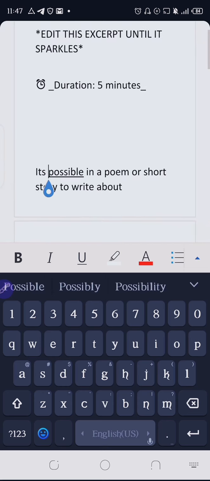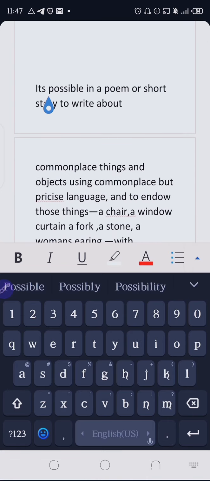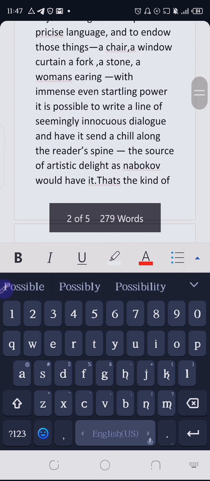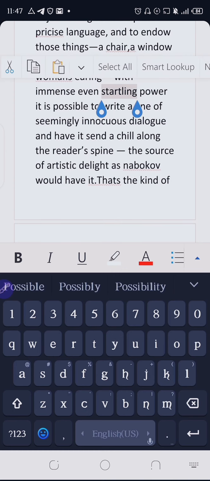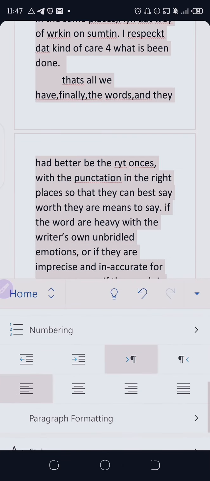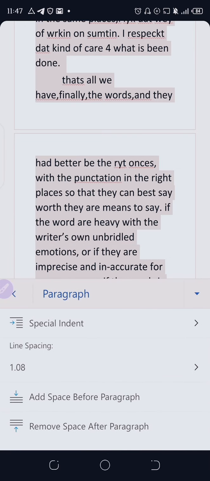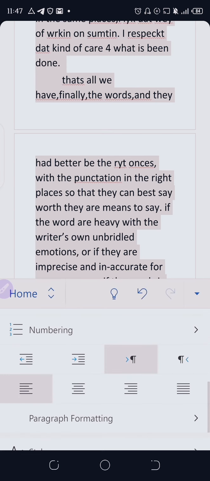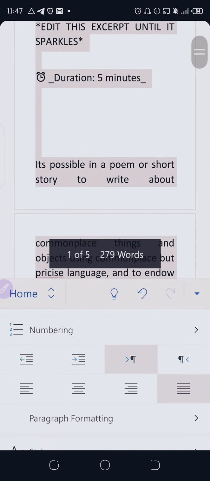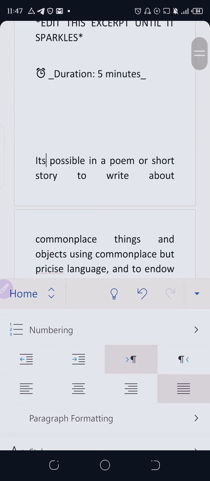So here's the first line. It's possible in a poem or short story to write about commonplace things, an object, using commonplace but precise language, and to endow those things: a chair, a window, a curtain, a fork, a stone, blah blah blah. But you notice that this is total rubbish, right? Before we keep on working, I want us to justify this. Okay, let's see, paragraph formatting. So justify, so that everything can fit side to side. So now let's start editing.